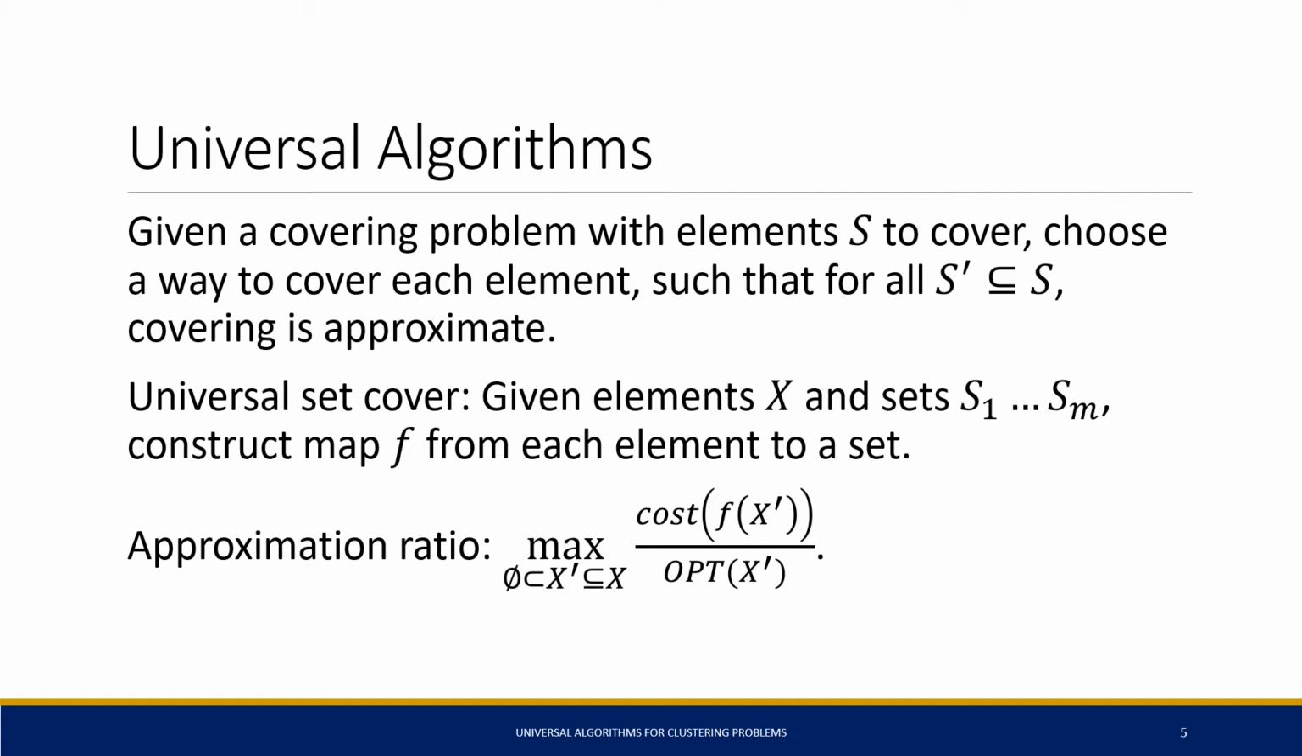Again, to be clear, here we're only paying for the sets that have elements that appeared mapped to them. And you can see from this definition that if we have a small approximation ratio, then in some sense this map F is good for every possible input in this universe.